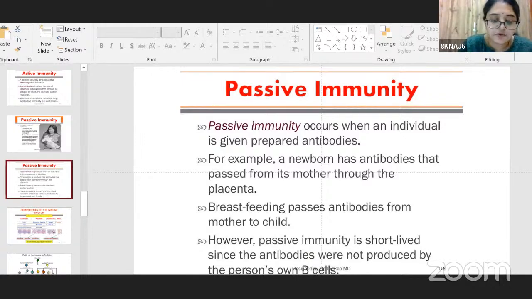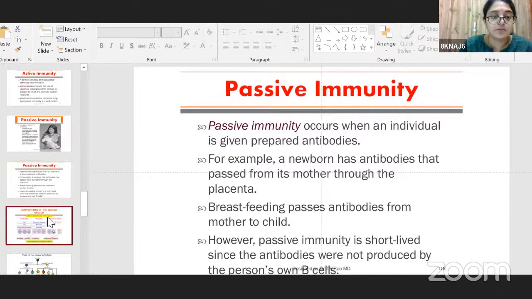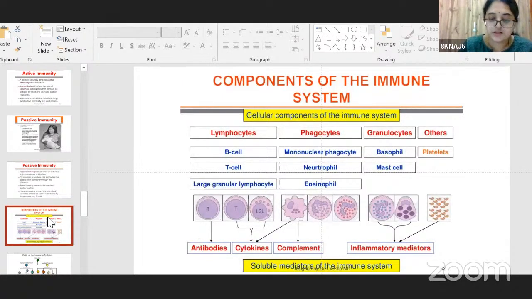And active immunity is used for prophylaxis to increase the body resistance, and passive immunity is used for treatment of acute infection. This is all about the differences between active and passive immunity.